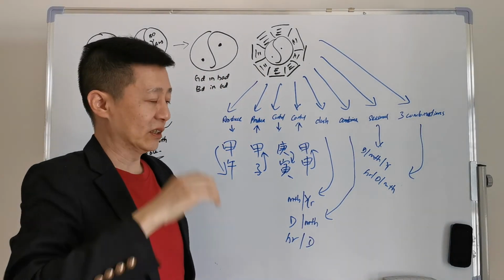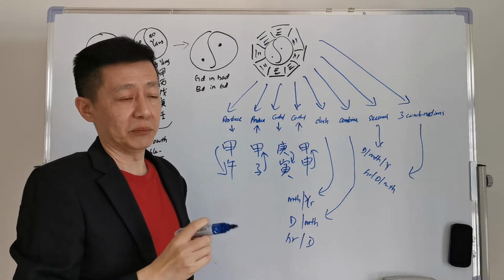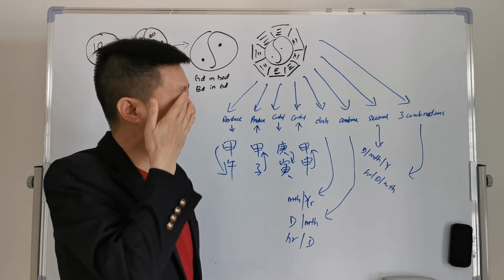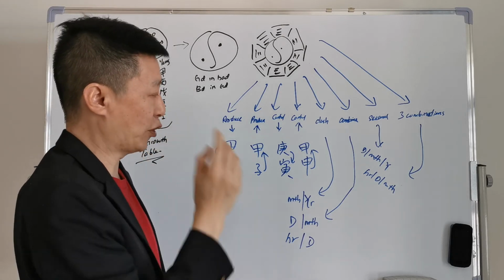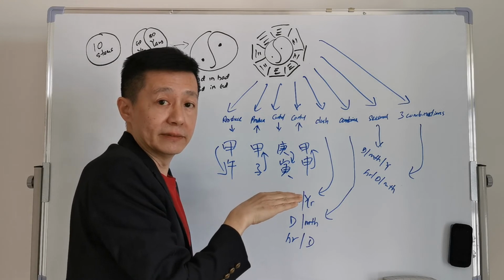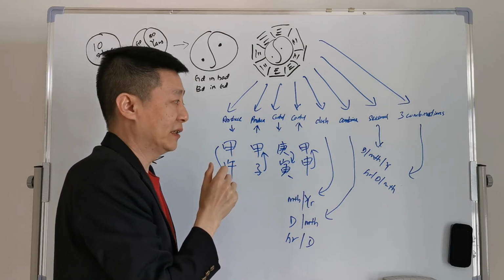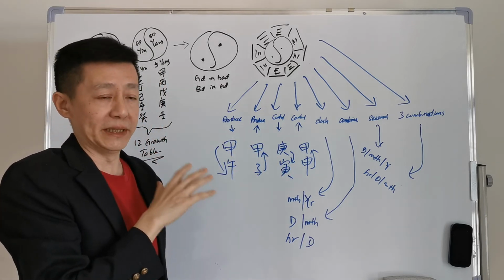Which is the stronger combination? Seasonal combination is stronger because the energy is pure. Whereas with three combinations, the energy is not pure, because it comes from three different seasons joining hands into one. These are basic. We have not yet read anything, because this is within the chart itself.